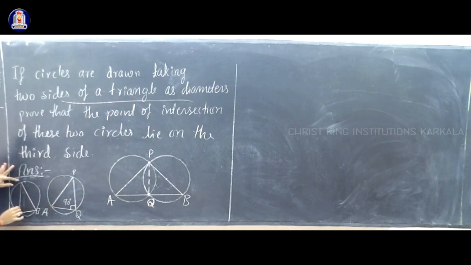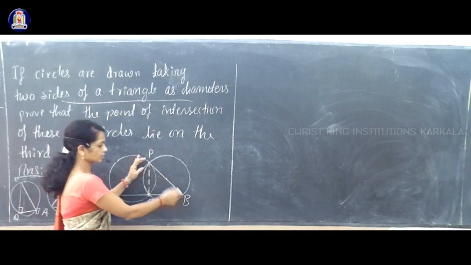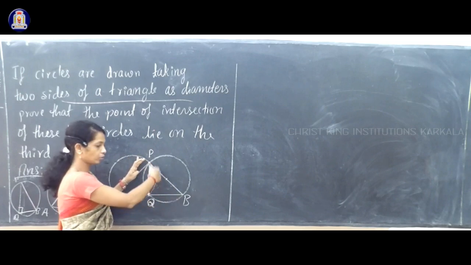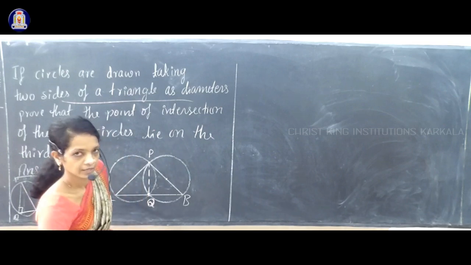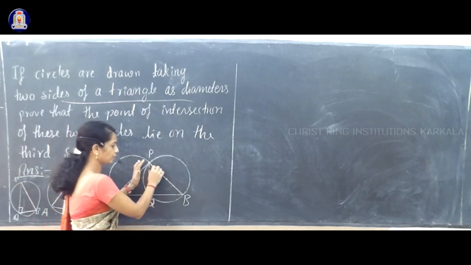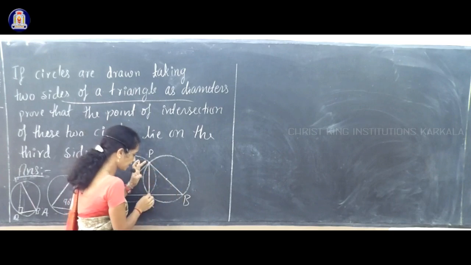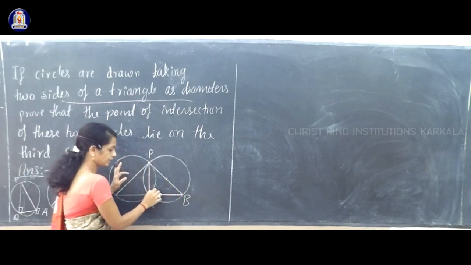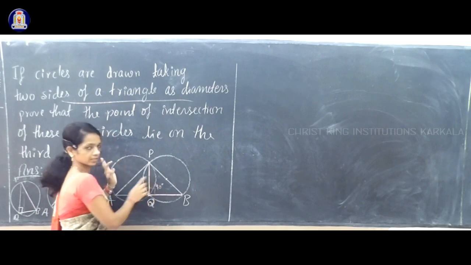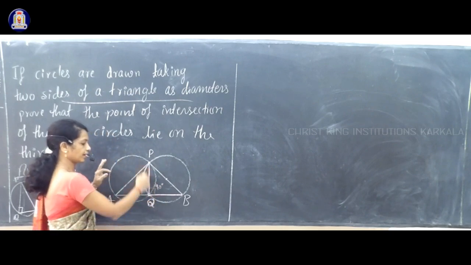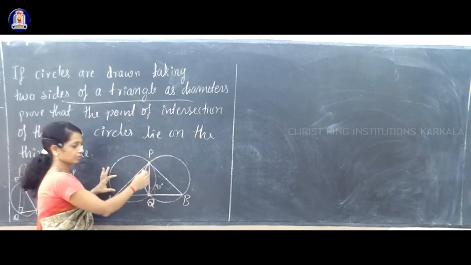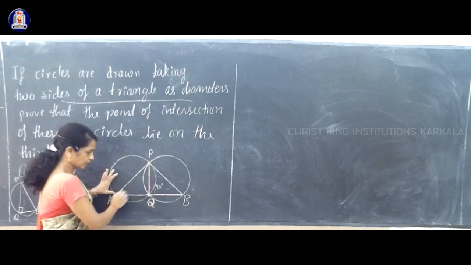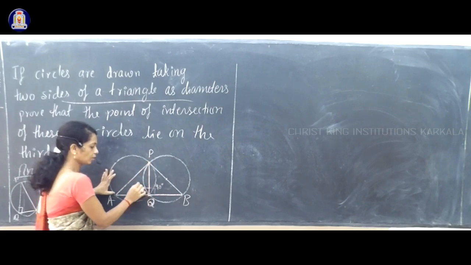PB is the diameter, and PQB is an angle in the semicircle. This is the diameter, so this is a semicircle. On both sides of the diameter you have a semicircle, and we know that the angle in the semicircle is 90 degrees. So here PB is the diameter and angle PQB is 90 degrees, because the angle in the semicircle is 90 degrees. And since PA is the diameter, this side you have a semicircle, so the angle in that semicircle, PQA, is also 90 degrees.